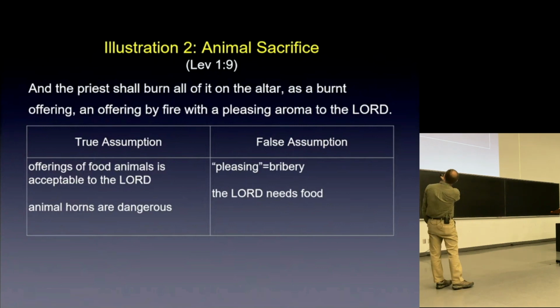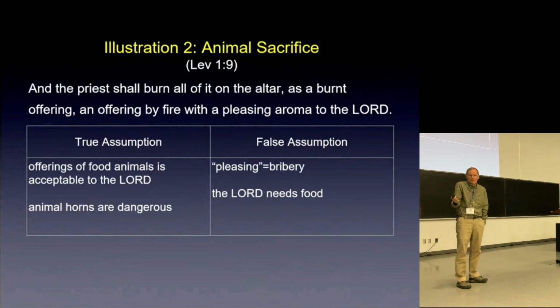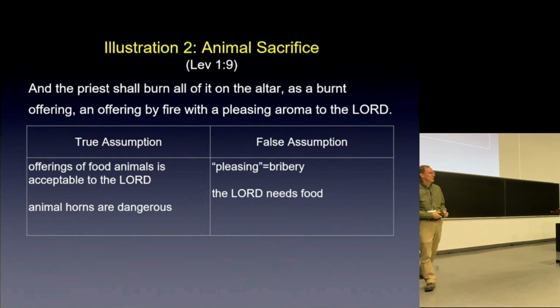But still, rather than the Lord needing food, the Lord is pleased when his children bring something that costs them, was sacrificial to bring him as an expression or token of their love. So that is a fair and true assumption. Now, there's another assumption that animal horns that are part of the sacrificial process are dangerous. You can poke yourself. But that's not being implicated in Leviticus chapter 1. That's not a relevant, although true, assumption from the context. It's just not brought into the communication situation of Leviticus chapter 1.